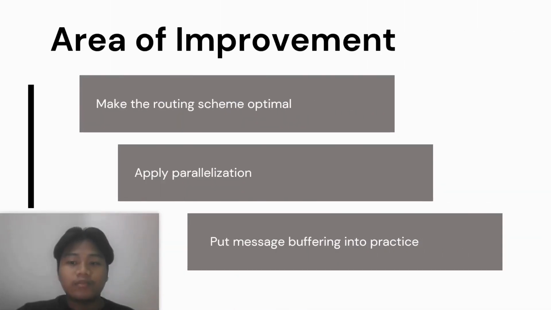For areas of improvement, we have three. First is making the routing scheme optimal. The current approach attempts to deliver deliverable messages first, followed by an attempt to deliver all messages across all connections. By using a more effective routing strategy, such as attempting to transmit messages exclusively to nodes that are closer to the destination or that have a higher chance of successfully delivering the message, we might be able to increase performance.